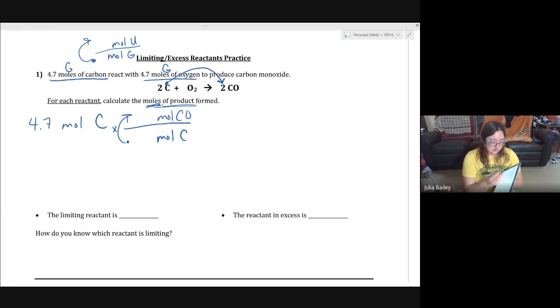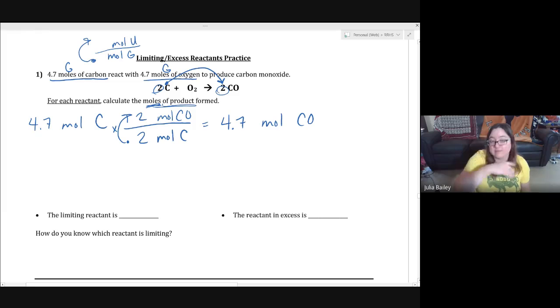For that mole bridge, the coefficients in the reaction are the numbers you're going to put in there. So the reaction says 2 carbon, that's 2 moles of carbon. The reaction says 2 CO, that's 2 moles of CO. So 4.7 times 2 over 2 is just 4.7 moles of carbon monoxide. Okay, that is one step that you have done. You still have to do that again with your other given.